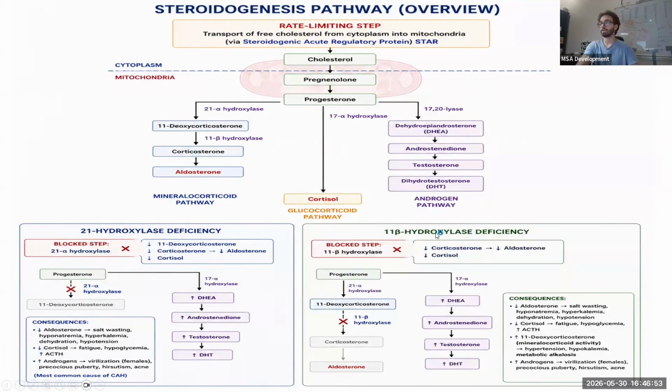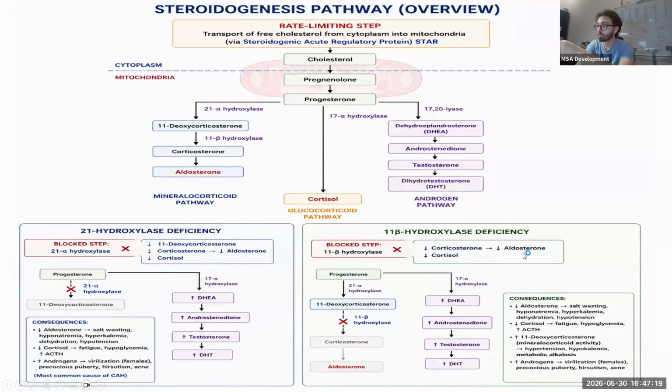Next, we have 11 beta hydroxylase deficiency. It's different. Why? Because instead of inhibiting the pathway here, the pathway will be inhibited here. So the deoxycorticosterone can't change into corticosterone. This is better than 21 alpha hydroxylase deficiency, by the way, because at least we have deoxycorticosterone. And what did I tell you guys about deoxycorticosterone? That it has the effects of aldosterone.